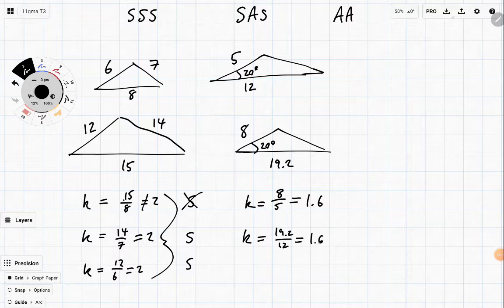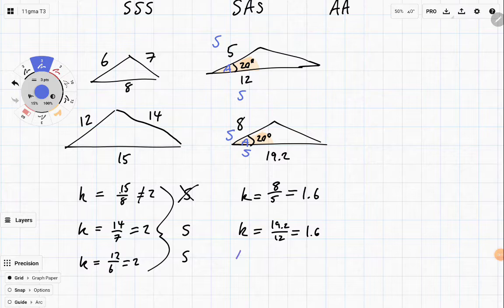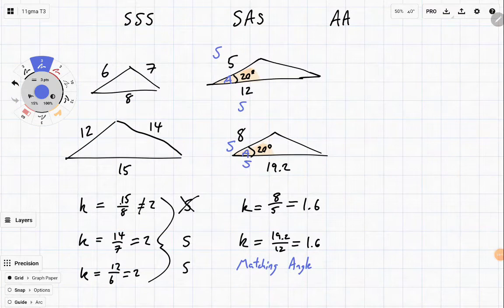It's also 1.6. But for the side angle side to work, the angle that matches needs to be in between the two sides that we are comparing. It's side angle side after all. Side angle side. The angle is smooshed between the two sides. It's the only way the rule works. And in this case, we do actually have a matching angle. Therefore, these are also going to be similar by SAS.